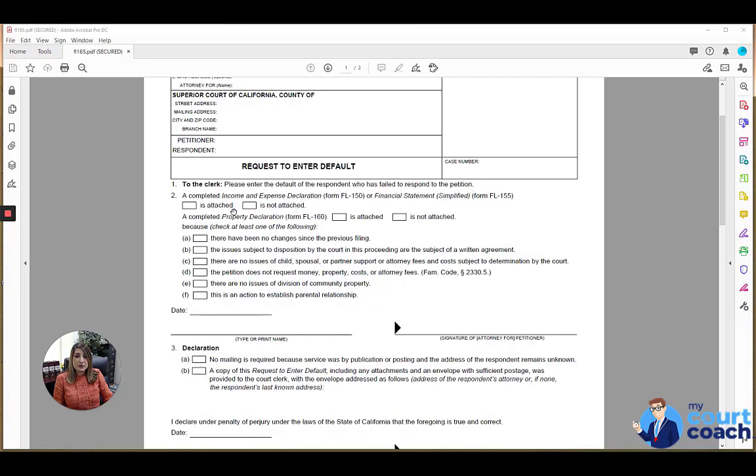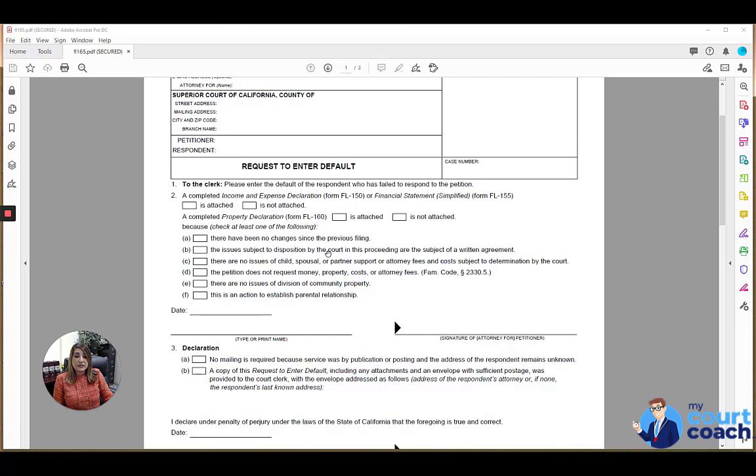And then it asks if you have an income and expense declaration or financial statement attached and a property declaration attached. These probably should be attached unless you fall under one of the 6 explanations for why it's not below, and those are there have been no changes since the previous filing. So if you have filed your income and expense declaration and property declaration with the court and nothing's changed, you don't need to reattach them.